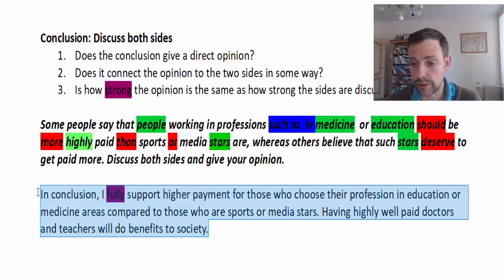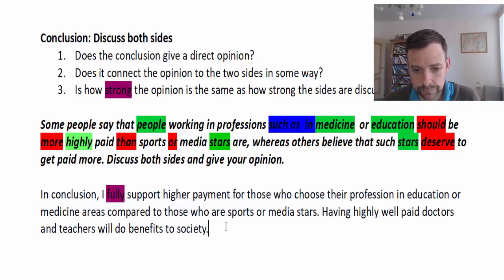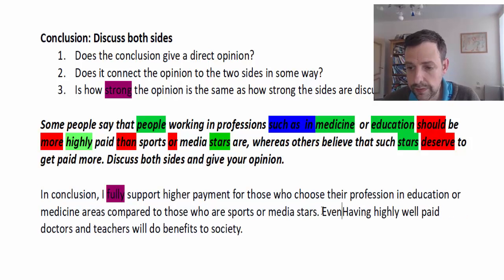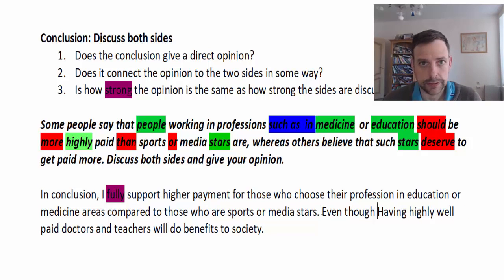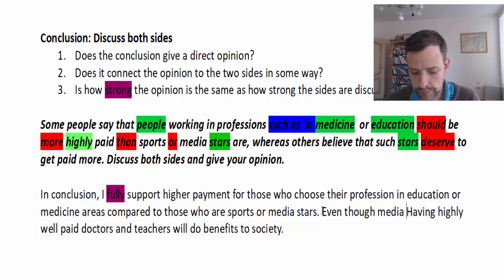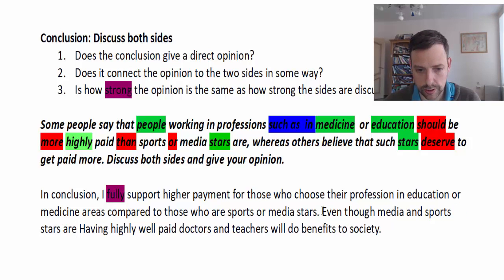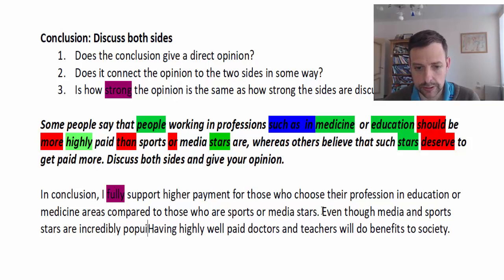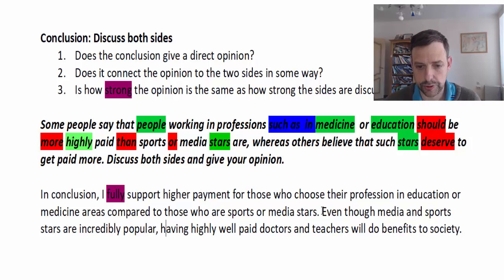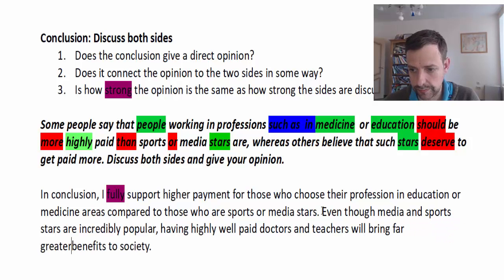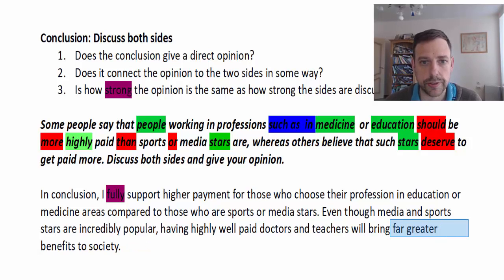If you have a little bit more time, then it's probably good just to summarize a little bit more. You know, perhaps like even though. That's always a nice one. Even though media and sports stars are incredibly popular. So this was the key feature. It was said in the first body paragraph, they're very, very popular. Having high pay will do benefits, and I put here bring far greater benefits to society. So again, far greater, that's very strong, isn't it?